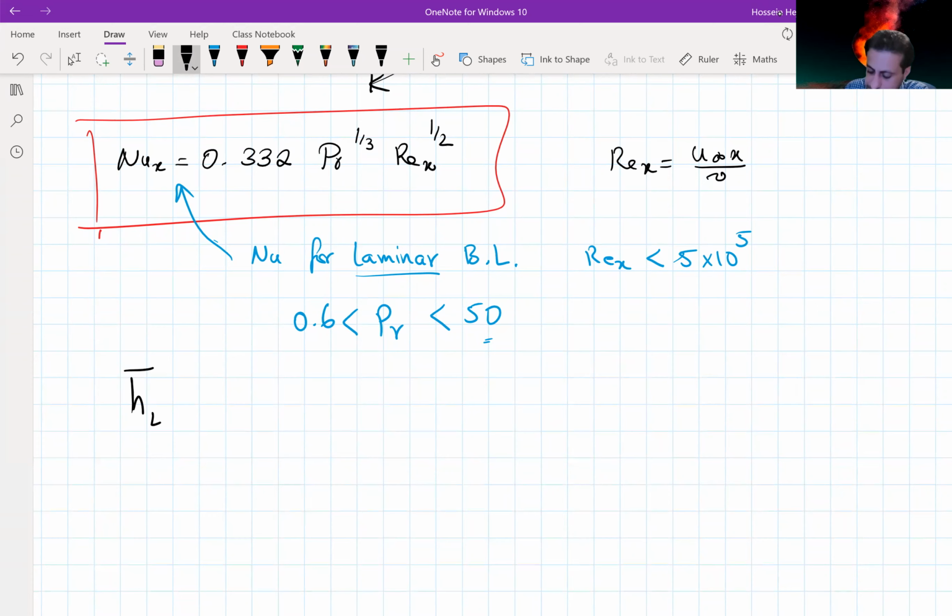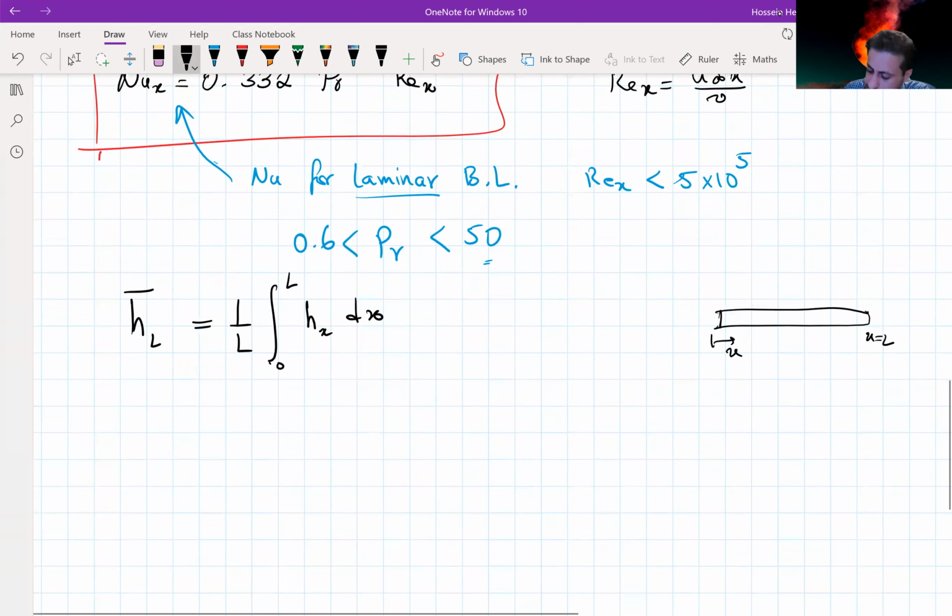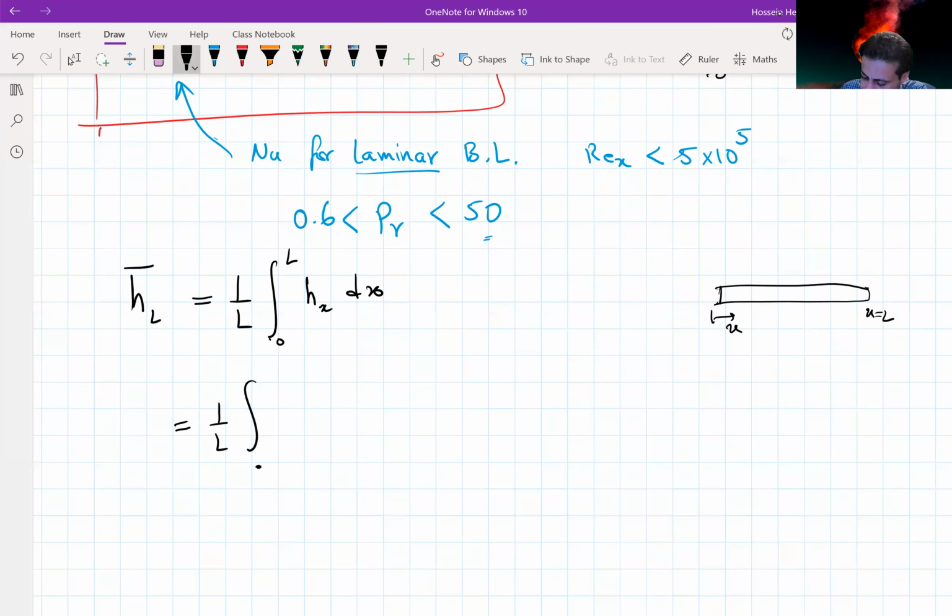h of L average is going to be 1 over L, where L is the length of the plate. So for this plate, let's say this is x, this is x equal to L. So I'm looking for an average convective heat transfer coefficient for the length of the plate. And it's going to be the integral from 0 to L of h_x dx. So if we do the replacement, 1 over L, integral from 0 to L, h_x is 0.332 Prandtl number to the power of 1/3, (U infinity over x nu) to the power of half, dx.